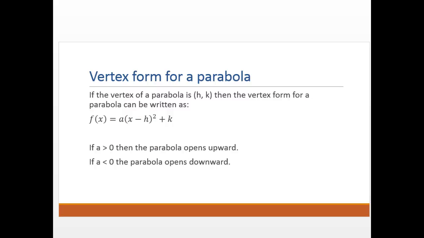There's also what's known as the vertex form of a parabola. If the vertex of a parabola is the point h, k, then the parabola can be written as f of x equals a times the quantity x minus h, closed quantity, squared plus k. Again, if a is greater than 0, then the parabola opens upward. If a is less than 0, the parabola opens downward.